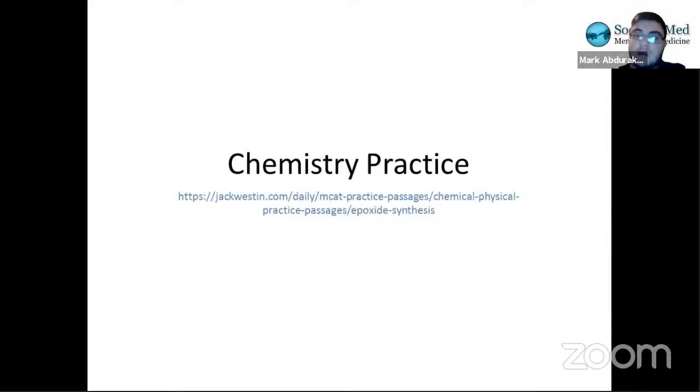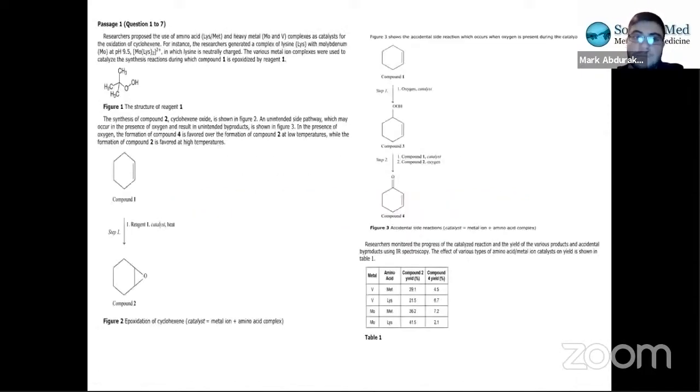First we want to do chemistry practice. This passage I got from here. It will be the first link on the Google Drive. I'll also be showing it on the screen, but this is the source. I'll give you guys maybe 5 to 6 minutes to read this. Shouldn't really take longer than that.